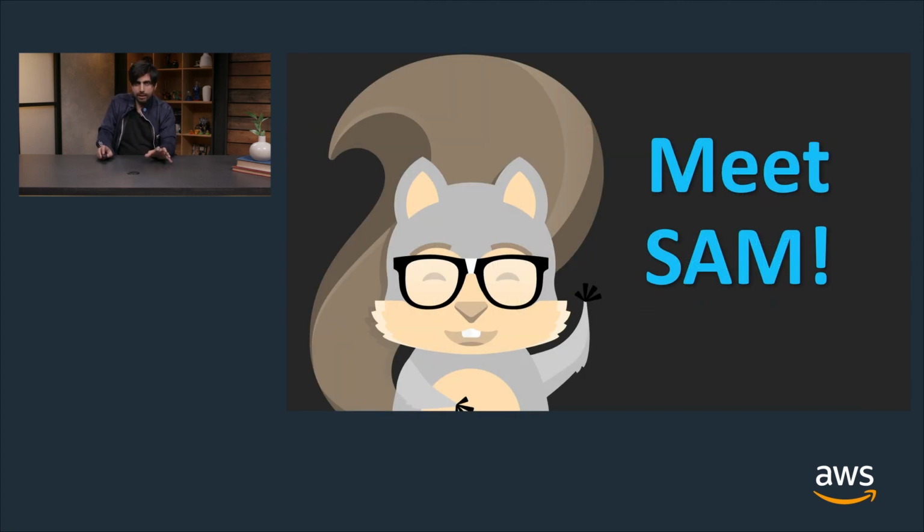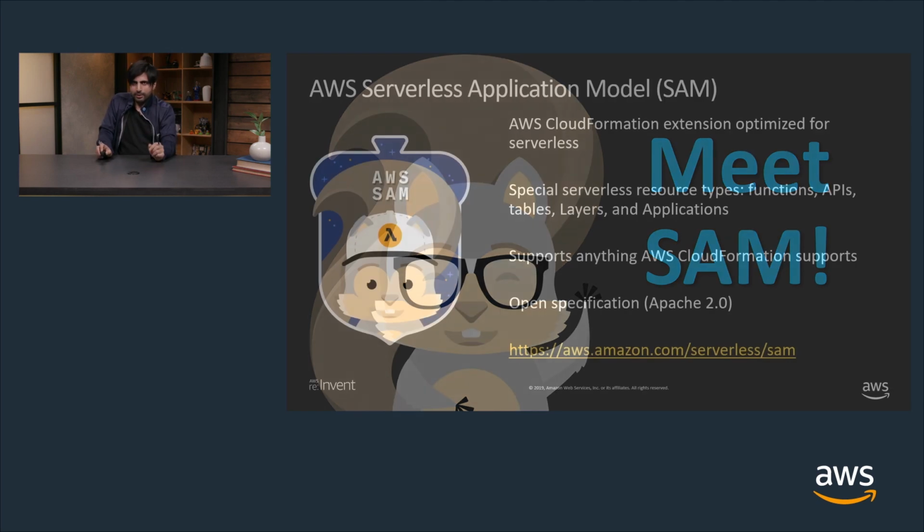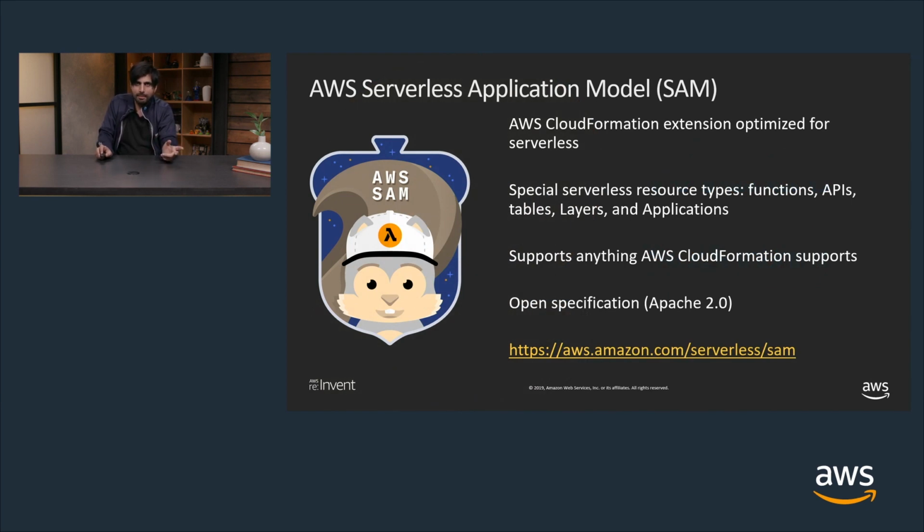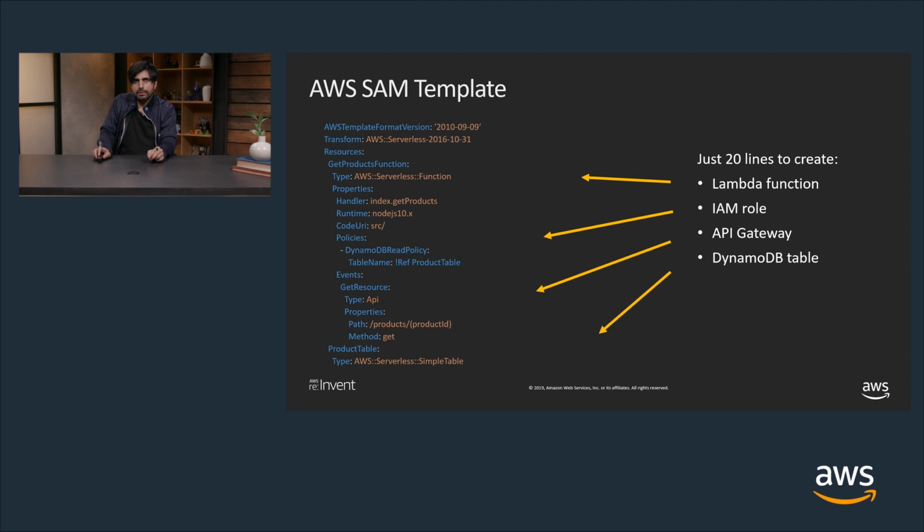So we've mentioned quite a bit SAM or SAM CLI, and you might be wondering what the heck is that? It's the squirrel, which represents the AWS Serverless Application Model, SAM. It's an extension on the CloudFormation template style, but it's built more around serverless resources, APIs, tables, layers, and applications. And it supports anything AWS CloudFormation supports. So all the docs that are out there can be applied to a SAM template. It's built on an open specification, Apache 2.0. You can find it on aws.amazon.com/serverless/SAM.